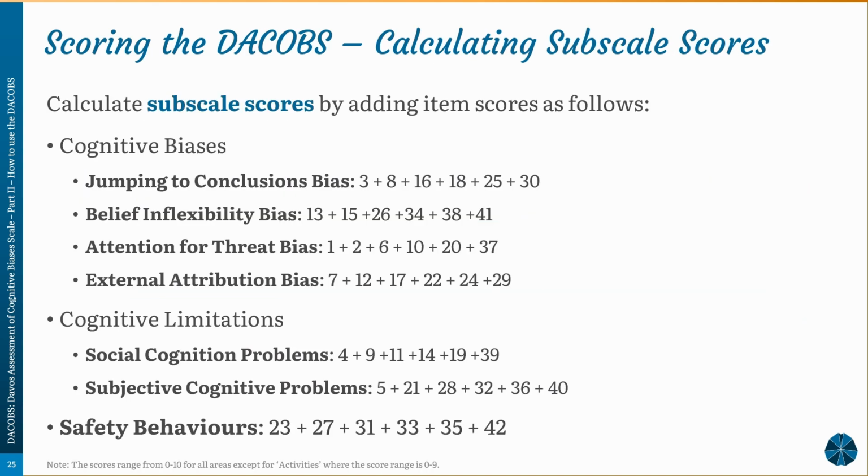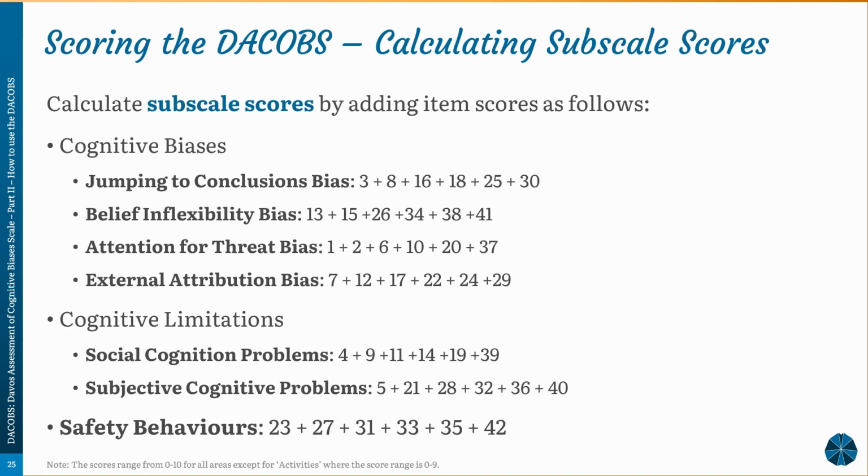After scoring the items, we move to calculating subscale scores. Scoring involves summing the 1 to 7 ratings for the items in each subscale. First, let's look at the cognitive bias subscales. For jumping to conclusions bias, add scores for items 3, 8, 16, 18, 25, 30. For belief inflexibility bias, add scores for items 13, 15, 26, 34, 38, 41.